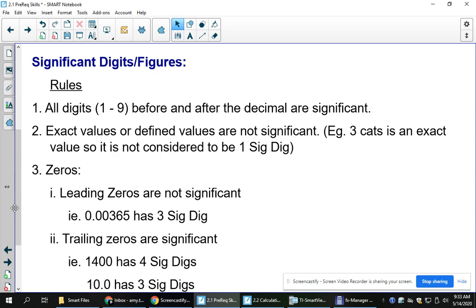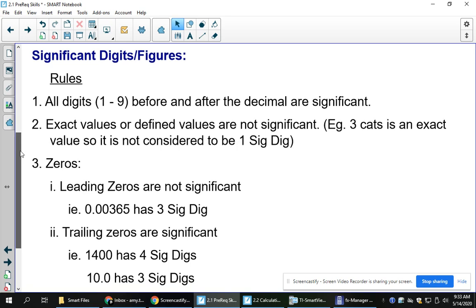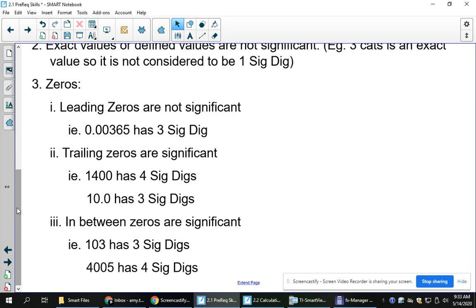Zeros. This is a big list of when zeros are significant and when they are not, but really the only zeros that are not significant are these ones. If they're in front of numbers, they don't count as sig digs. Okay, these numbers at the back, those count. Zeros in between count, but zeros at the front are not significant.